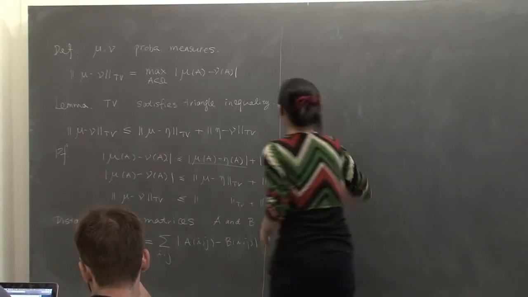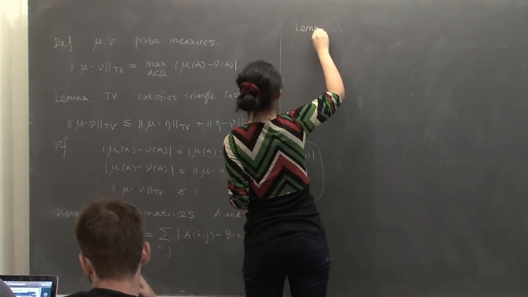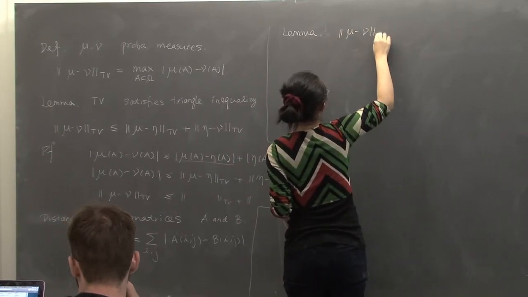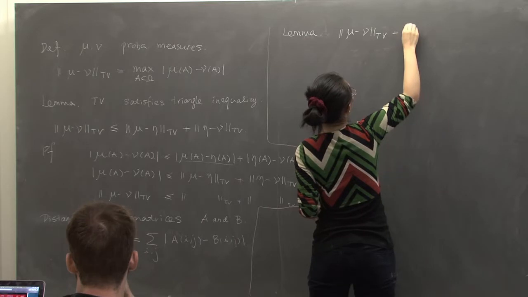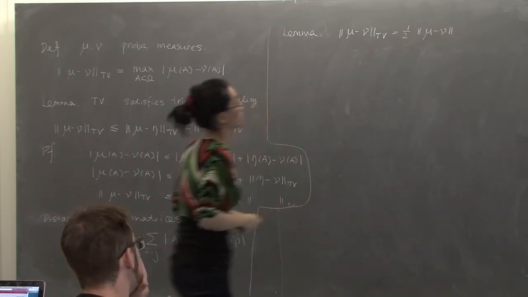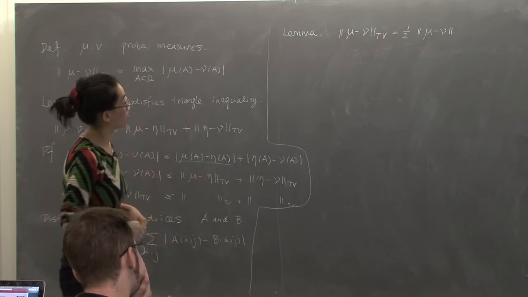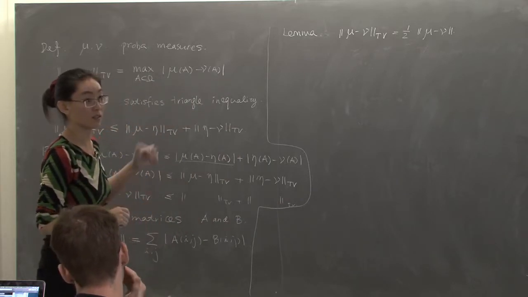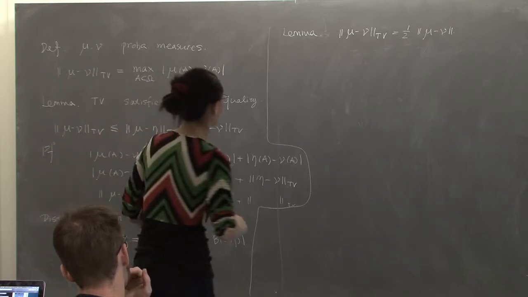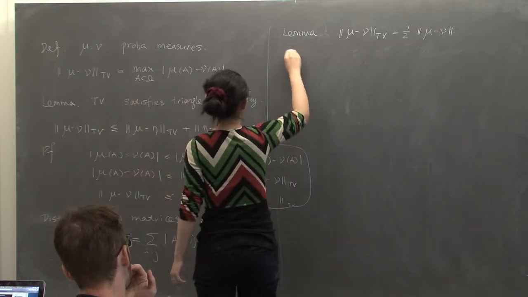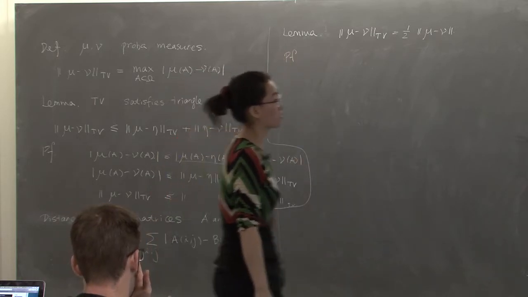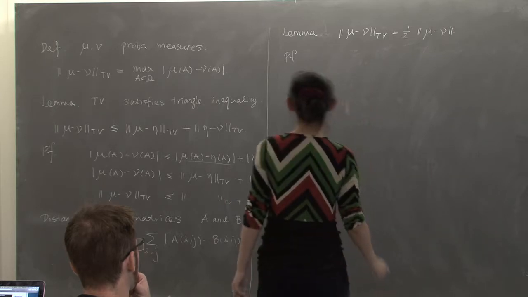So in this lemma, we show that the total variation distance is one half of the distance, in the sense that if we view these two measures as two row vectors, this is the matrix distance. Okay, so in this lemma, we show that, in fact, the total variation distance is the same as half the matrix distance. So why is this true?